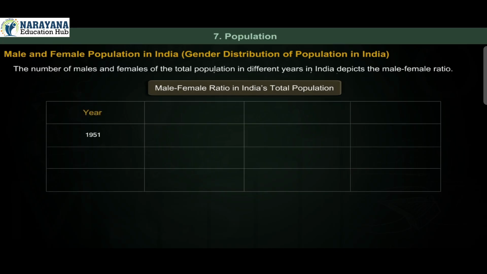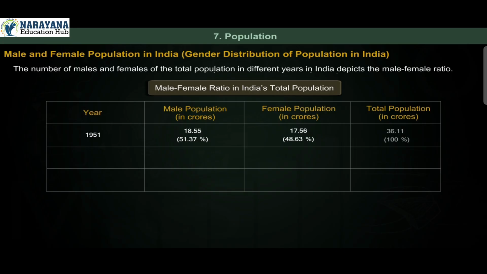In year 1951, male population is 18.55 crores, that is 51.37%. Female population is 17.56 crores, that is 48.63%. Total population is 36.11 crores, that is 100%.